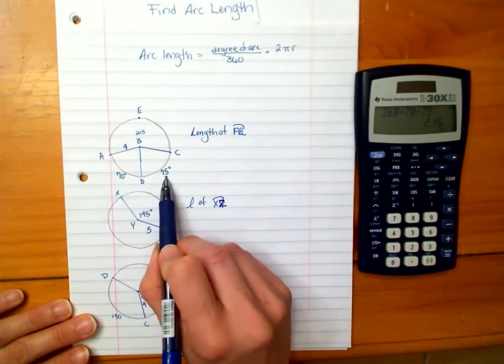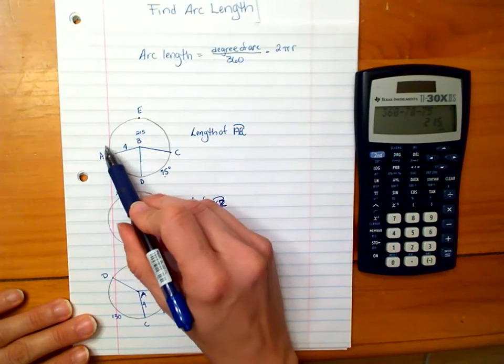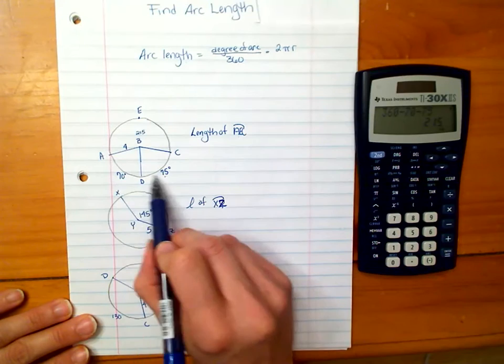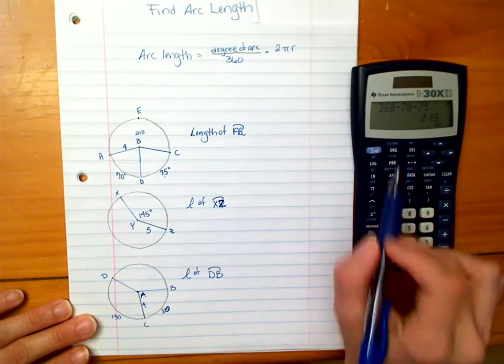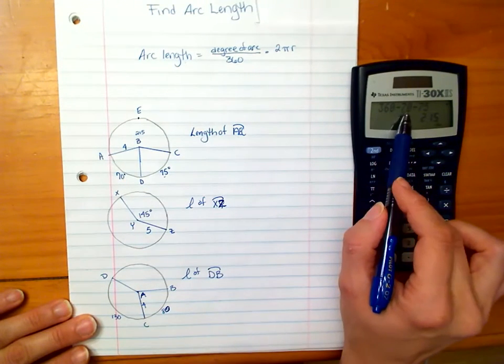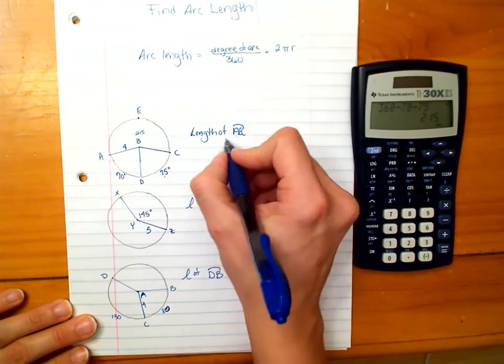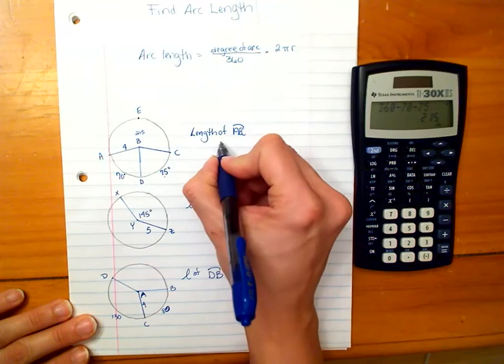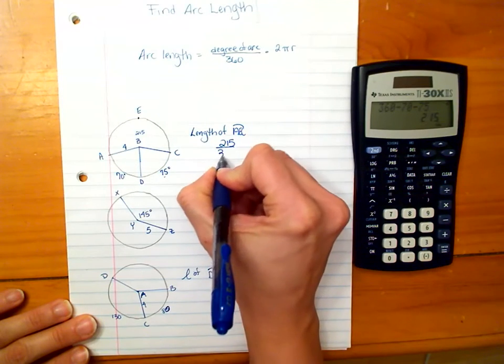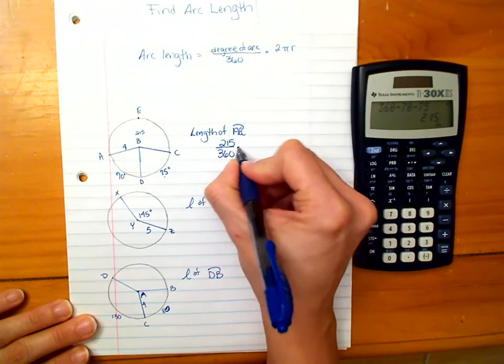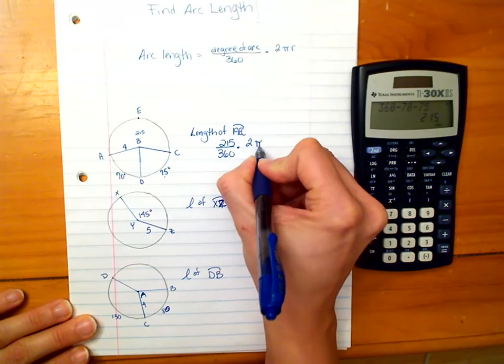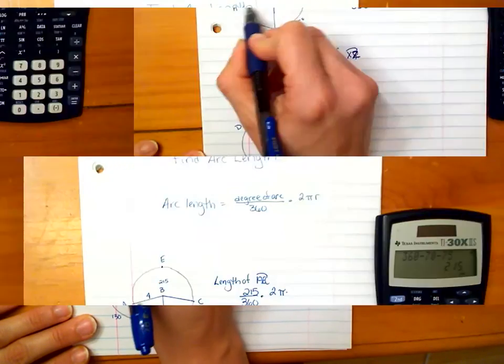If I know this is 70 and this is 75, and I'm trying to find the length of arc AEC, I would add those up. See it on my calculator? Subtract it from 360, subtract 70, subtract 75, I get 215. So now the length of this arc is 215. And I put that over 360, and then I multiply it by 2 times pi times r, and in this case r is 4.